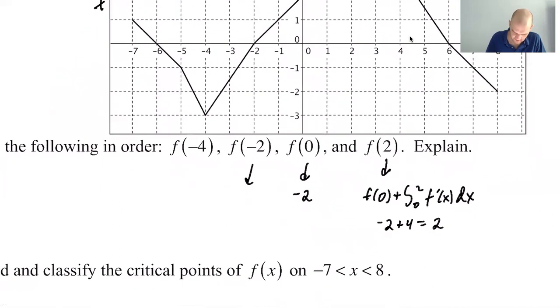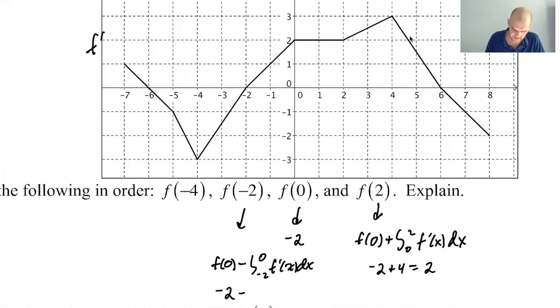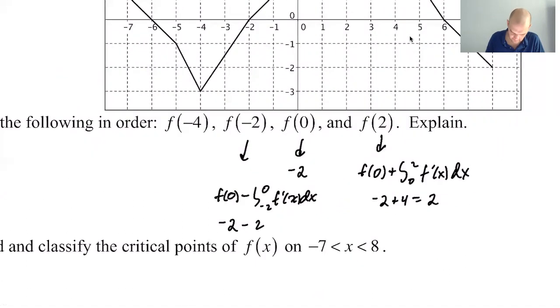This is going to be f of 0 minus the integral from -2 to 0 because you're going backwards. When you go forwards, you add the displacement. When you go backwards, you subtract the displacement of f prime of x dx. So this is going to be -2 minus the integral from -2 to 0, which is 2. So -2 minus 2, which is -4.